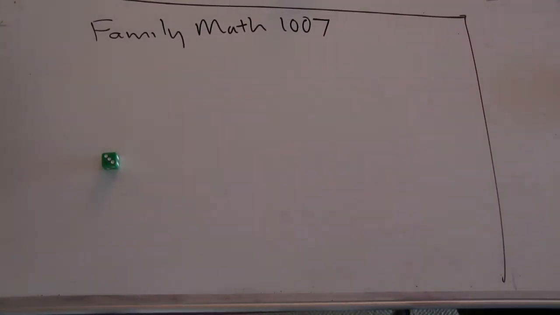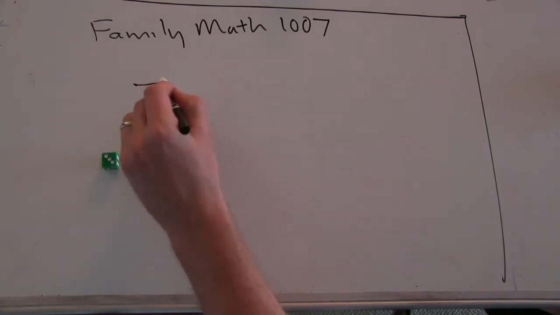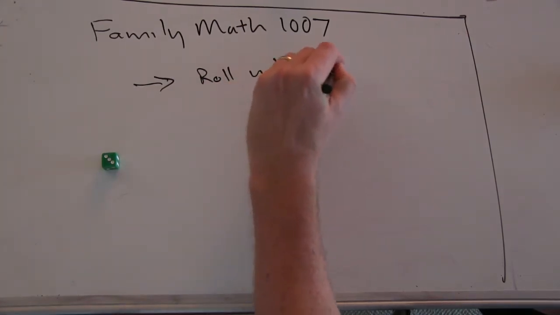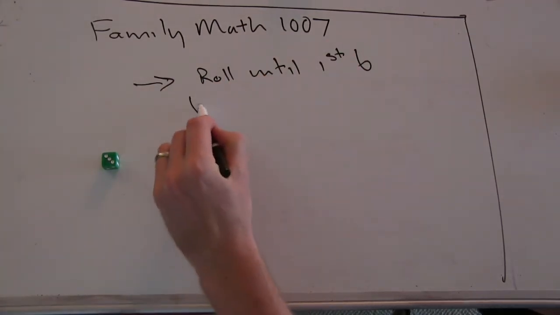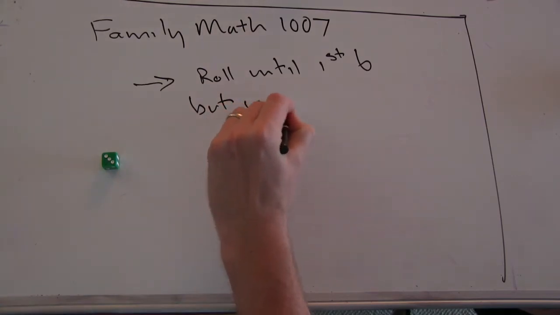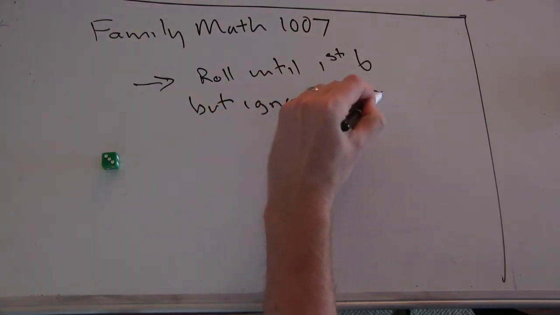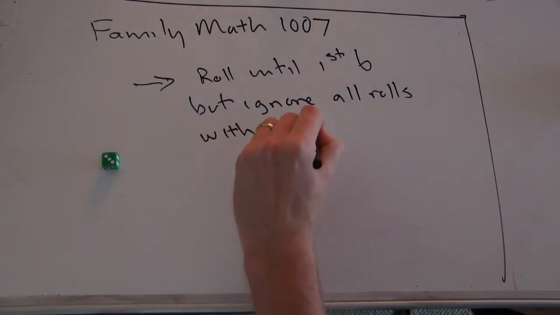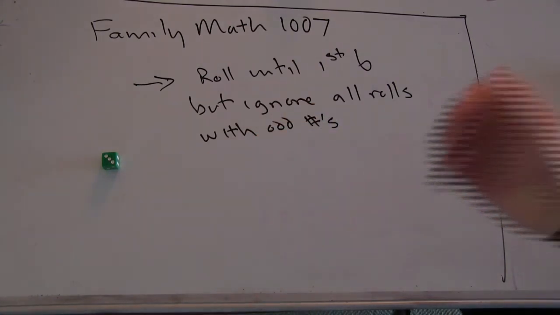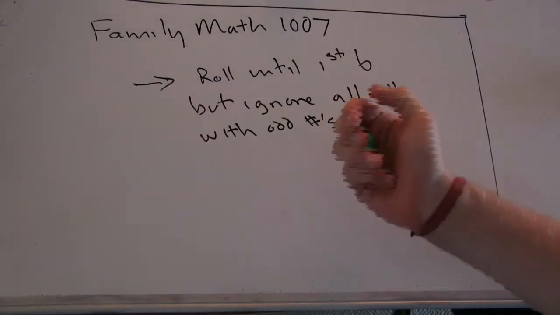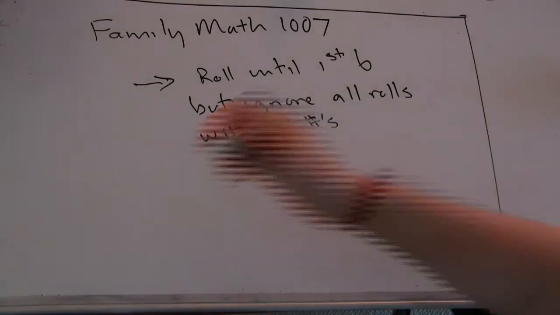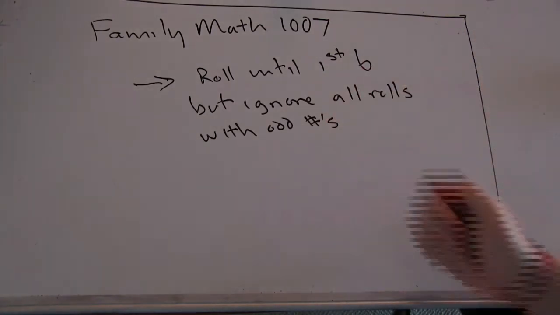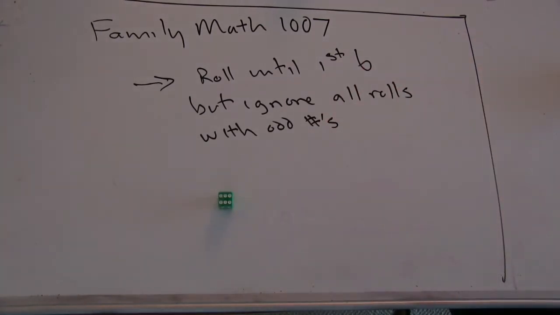We did the dice problem the other day. So you roll till first 6, but ignore all rolls with odd numbers. Okay. So you're trying to roll a dice until you get a 6, but every time you get an odd number, you have to start over. Yeah. So it doesn't count. So that would be my first roll. Okay, look at that. I did it in 2.